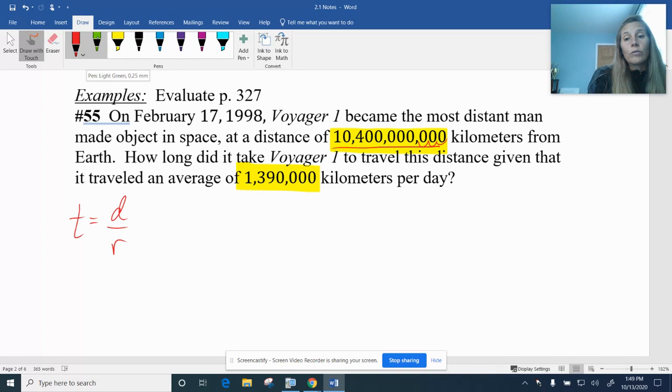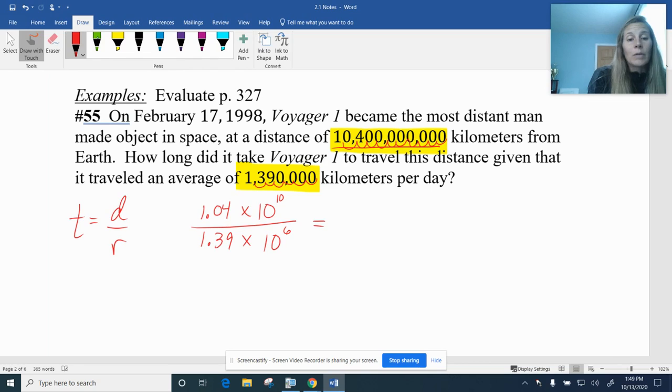So 1, 2, 3, 4, 5, 6, 7, 8, 9, 10. So this is 1.04 times 10 to the 10th. And we're going to see how many of these fit into that. 1, 2, 3, 4, 5, 6. So it's 1.39 times 10 to the 6th.